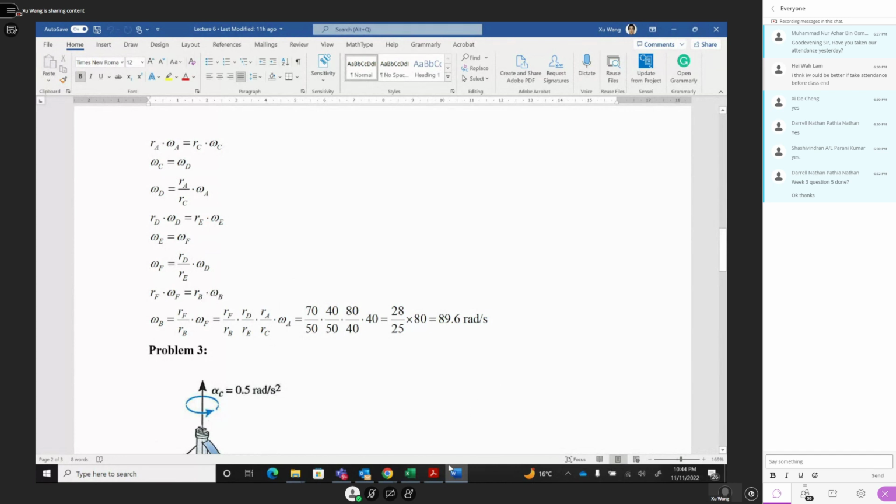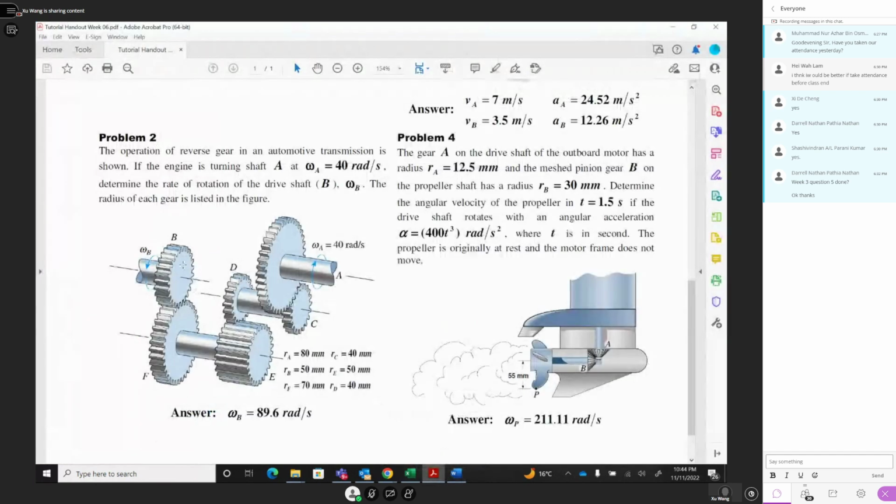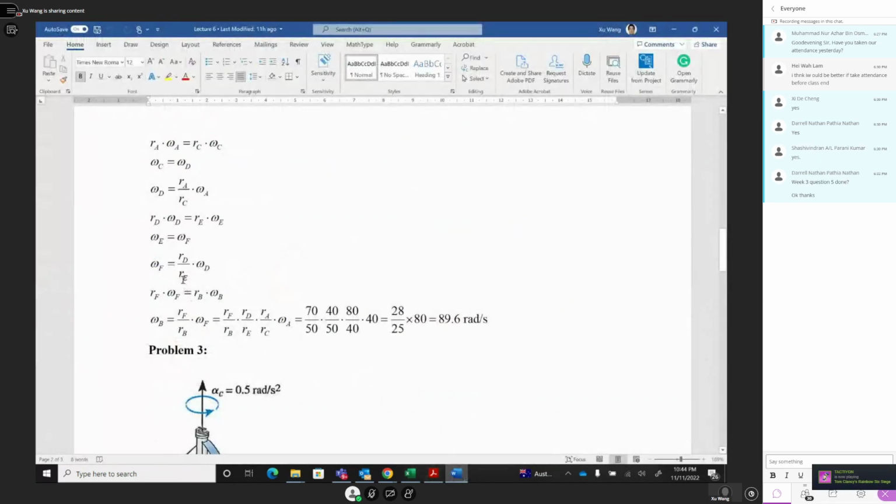The last pair of gear mesh is B and F. For B and F we get RF omega F equals RB omega B. And you solve omega B equals RF divided by RB times omega F. Then we want to solve omega B, so we use this formula first. We already know this one, but what is omega F? For omega F, use this replacement, RD becomes RD here. But what is RD?